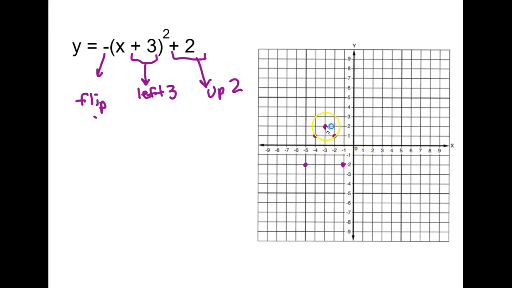You can go back to the vertex. You can go right 3, down 9. I think that's going to bring us down here to negative 7. And then we can go left 3 from the vertex, also down 9 again, because 3 squared is 9. And we get this nice shape right here. So it's got the same shape as y equals x squared. It's just slid to the left, it's moved up 2, and then it's flipped over.